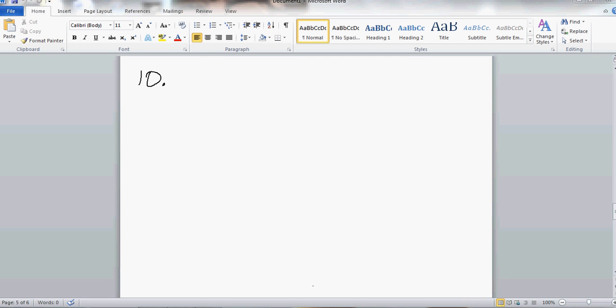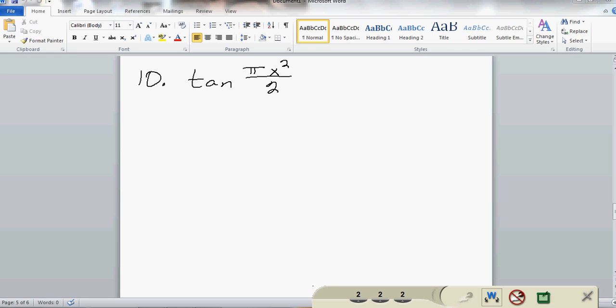Number 10. Number 10 is very similar. Let's see. We need to find the tangent of pi times u, but u is x squared. I'm just simplifying it all over 2. You know what I forgot to do at number 9? I forgot to actually plug in the value of 3. So let's postpone this temporarily and go back and finish number 9.